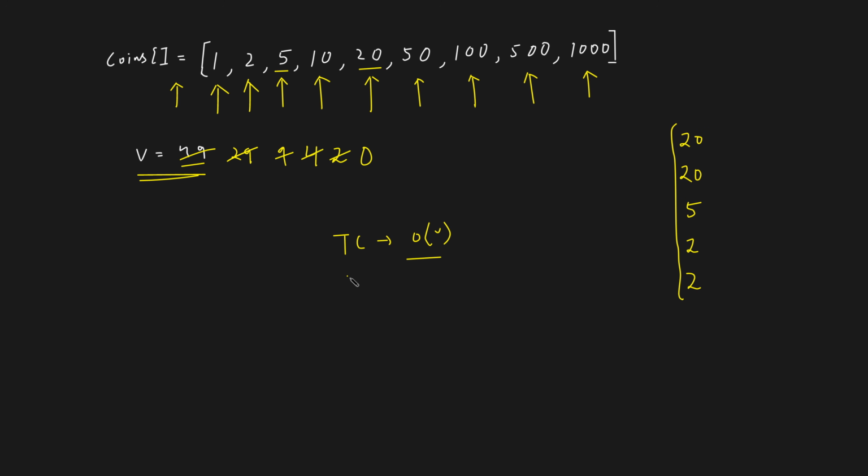And what about the space complexity? The space complexity again will be near about constant, because you're just using space to store these coins, and there are hardly 9 or 10 coins in our Indian denomination.